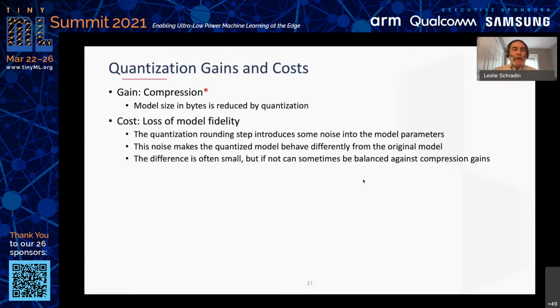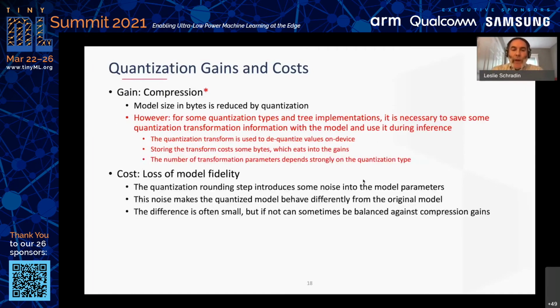Okay, there is an extra point though on the gain side. For some of the ways that we can quantize the trees, and for some tree implementations, we need to save some extra data with the model that we didn't need before. And that data represents the quantization transformation information. So the main thing is that sometimes we need to dequantize some of the values on the device so that the model can behave as we want it to. Storing the transform costs bytes, which then eats into the gains. And the number of parameters and the bytes that they require can depend a lot on how we do the quantization.